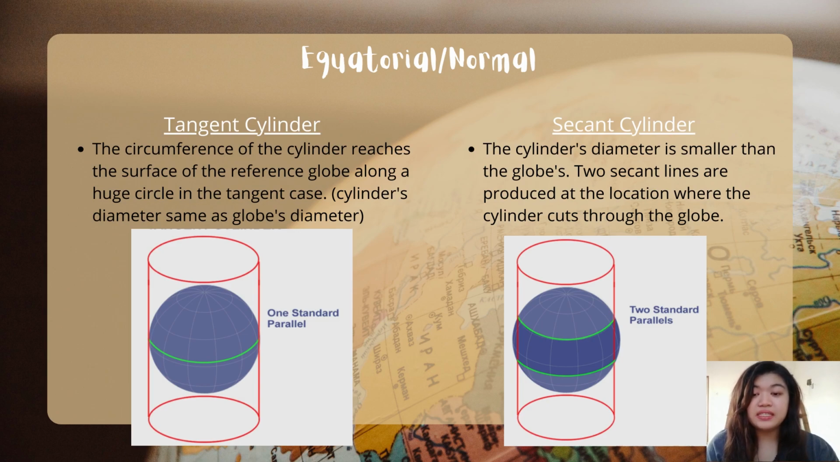Equatorial or normal cylinder. It consists of 2 types of cylinder. One is tangent and one is secant. For the tangent, the circumference of the cylinder touches the surface of the reference globe along a great circle, which means that the cylinder diameter is the same as the globe diameter. For the secant, the cylinder diameter is smaller than the globe. The secant lines are produced at the location where the cylinder cuts through the globe.